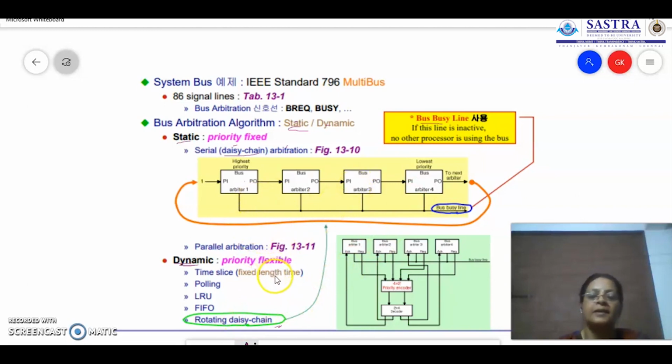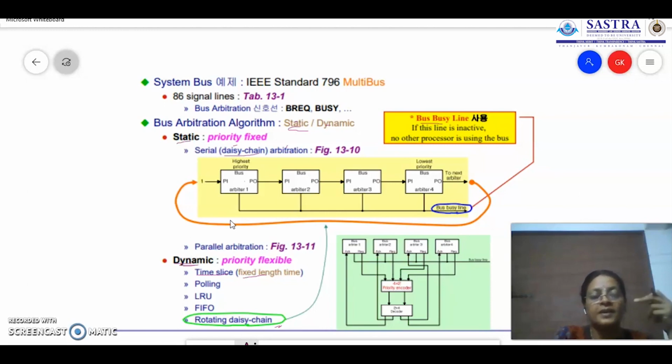And different types of mechanisms available here are time slice, polling, LRU, and FIFO. Coming to the time slice mechanism, each device that needs to share the common bus structure will be assigned a particular time slice, which is a fixed length of time, and during that time that particular device alone will make use of the bus. If a particular device doesn't want to use its time quantum, it is simply wasted. It is not going to be given to the next device. That is the drawback of this.